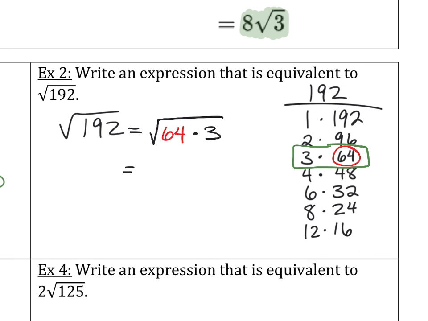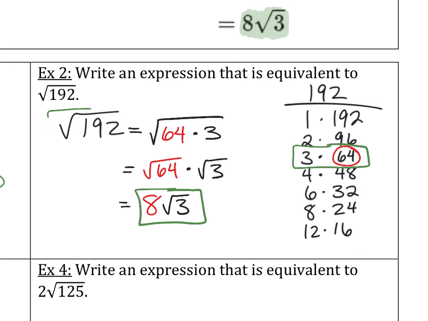Then I'm going to break these apart. This will be square root of 64 times square root of 3. And what is the square root of 64? 8. So this is 8 square root of 3, I think. How do I make sure that that's correct? Check it in your calculator. I need everybody to check in the calculator. I'm human. I make mistakes too.